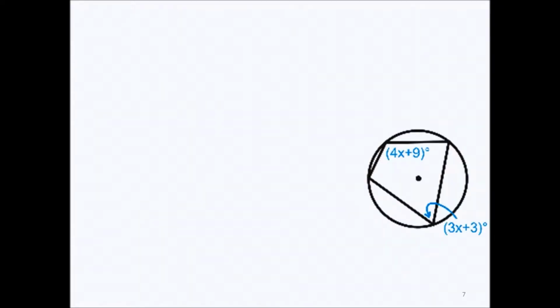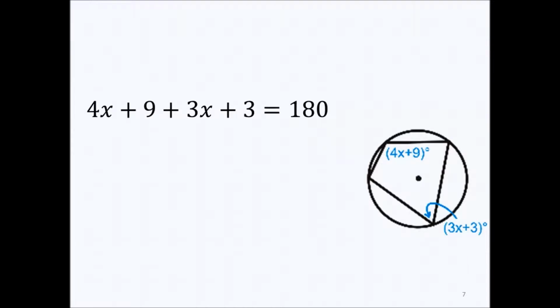Here we have a quadrilateral inscribed within a circle. When that happens, opposite angles are supplementary, which means that those angles together add up to be 180 degrees. So to solve for x, we're going to set 4x plus 9 plus 3x plus 3 equal to 180. The rest becomes algebra. So we're going to combine like terms. 4x plus 3x gives us 7x, and 9 plus 3 gives us 12. So we have 7x plus 12 is equal to 180.